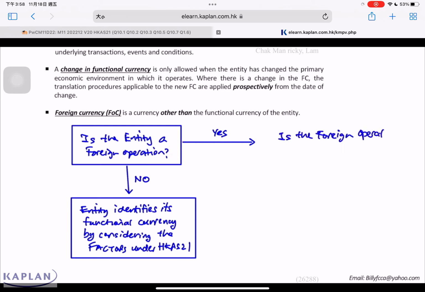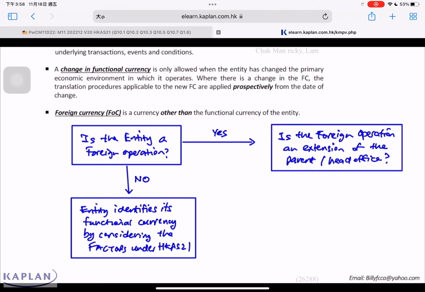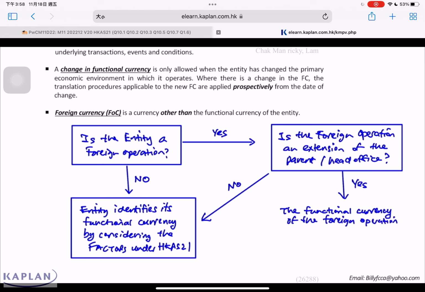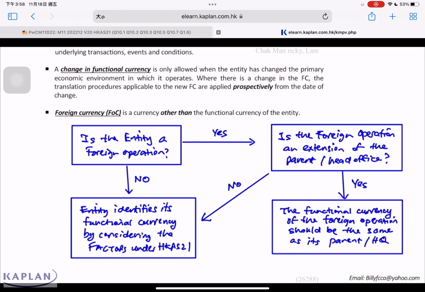Is the foreign operation an extension of the parent or the head office? If the answer is no, this entity is a foreign operation, but it's not an extension of the head office or the parent company. The entity has to decide its own functional currency. If the answer is yes, the functional currency of the foreign operation should be the same as its parent or head office. This is a factor to consider when deciding what a functional currency is.